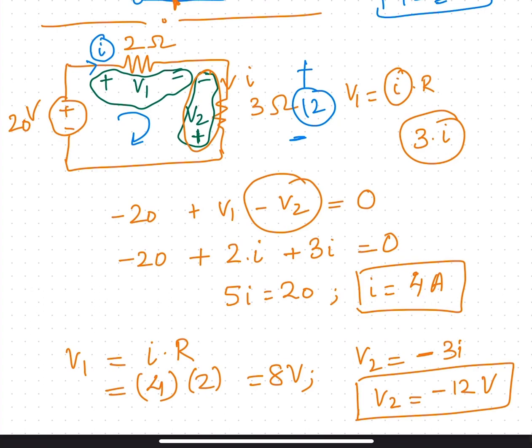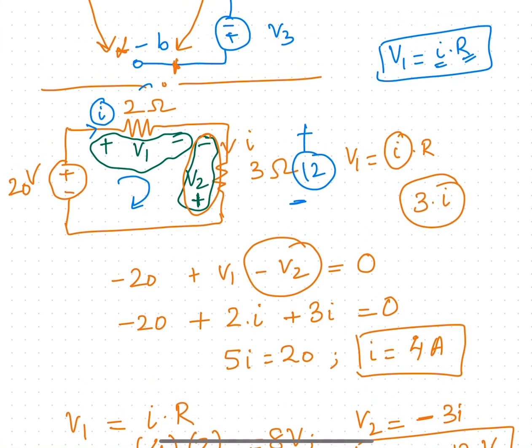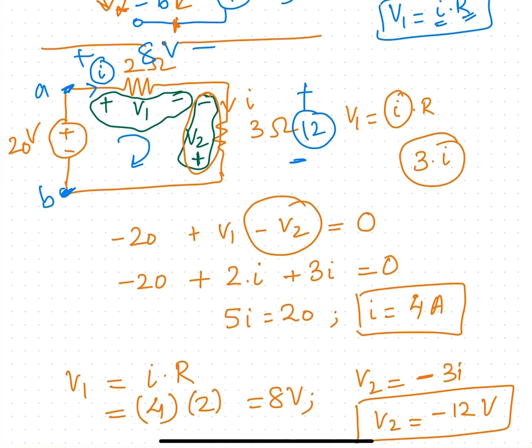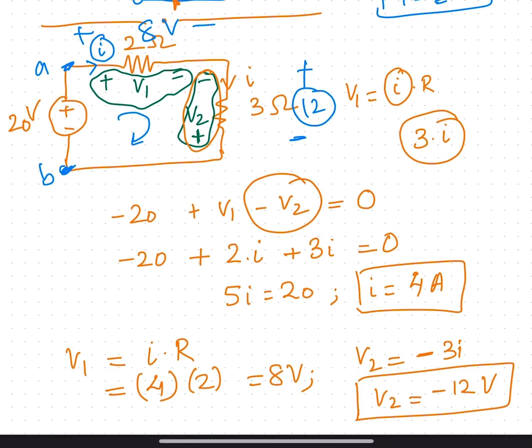So if you have 8 volts over here and you have 12 volts over here, they together sum up to form 20 volts between points A and B. I hope you have understood this. So this is the simple example of using Ohm's law and KVL and KCL on a circuit.